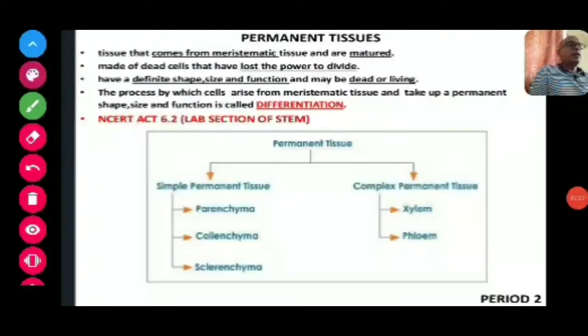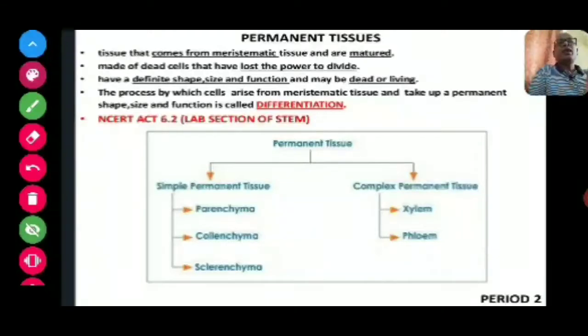Hello friends, today we are going to study the second chapter of biology of class 9, that is tissue. This video is going to be a short one and only comprises permanent tissue, its definition, types of permanent tissue, and a brief description of simple permanent tissue. Okay friends, let's start the topics one by one. First one is the permanent tissue.